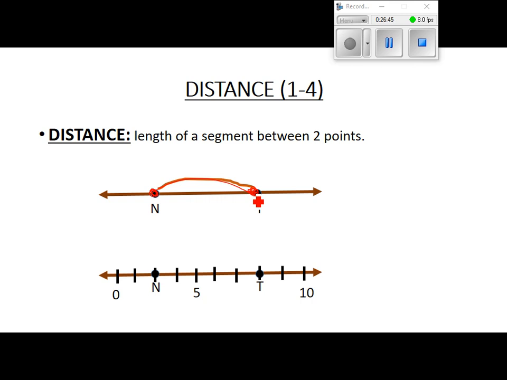What's something you know about distance? You have to measure. I'm standing here. I start walking. Okay. How many paces did I walk? Three. I'm standing here and I start walking. How many paces did I walk? Three. Distance is always positive. It's always got to be a positive number.